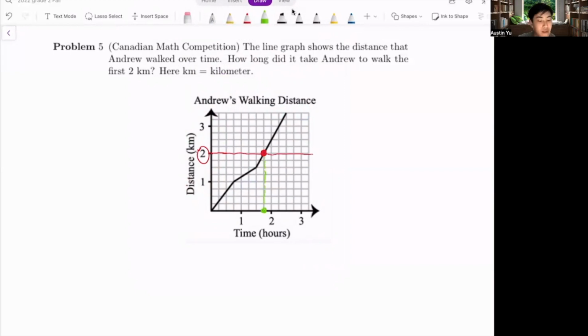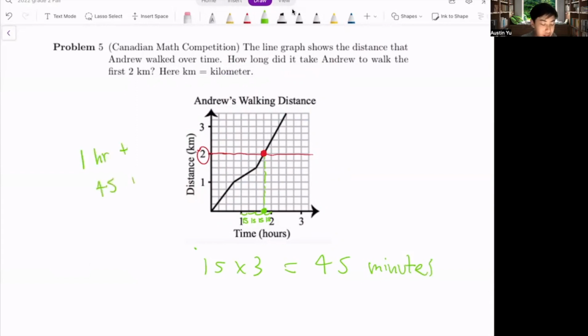There are 4 intervals between each number, and the time in hours, this just represents 15 additional minutes. Since in each hour there are 60 minutes, by dividing it by 4, it makes sense that it's 15. Because the time is at the third 15 minutes, we know that 15 times 3 is just 45 minutes. So how long did it take Andrew to walk the first 2 kilometers? He just took 1 hour and 45 minutes.